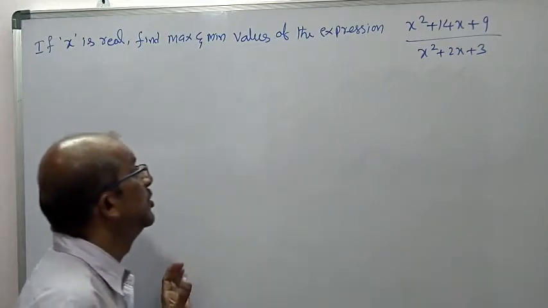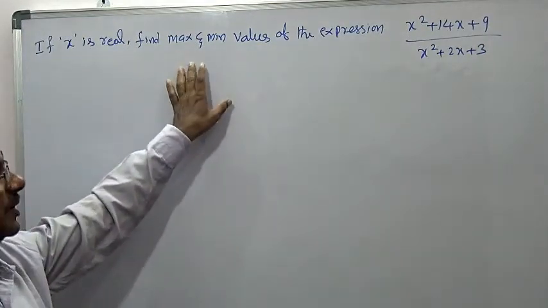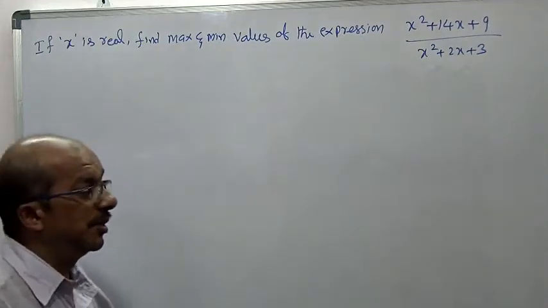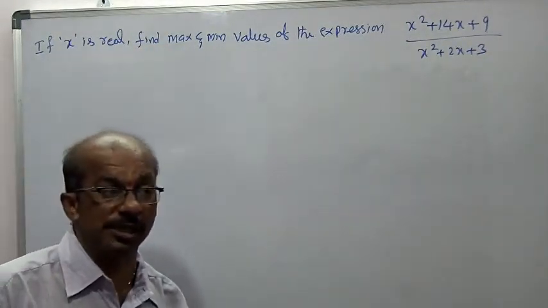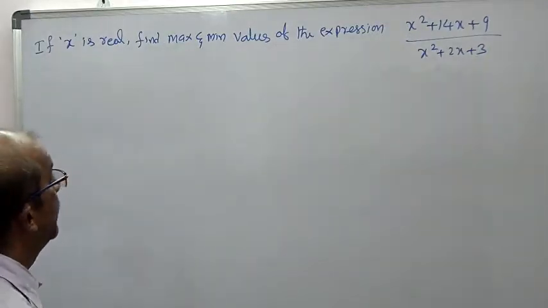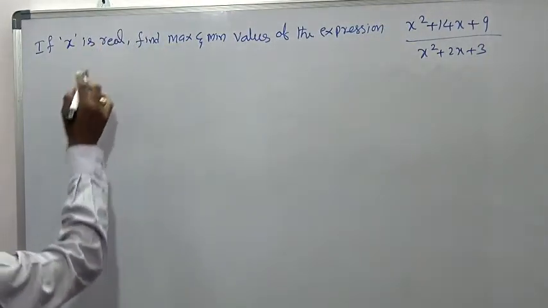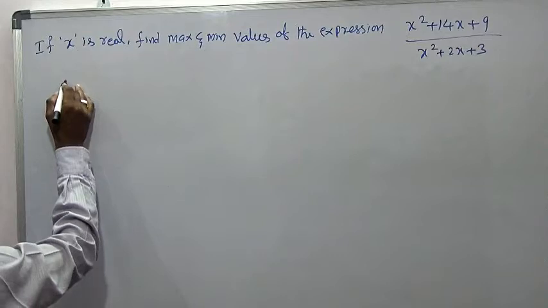The previous problem was to find the range of the following expression, as we discussed. Range, maximum and minimum value, should all be treated as the same equation, the same model. Now the procedure is the same, no change.